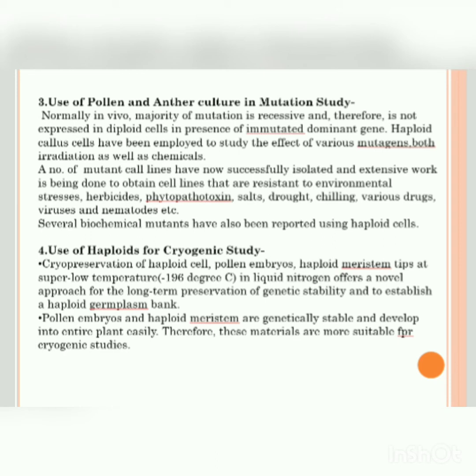Now these mutagens are the factors which are responsible for the mutations. A number of mutant cell lines have now been successfully isolated with the use of this culture, and extensive work is being done to obtain cell lines that are resistant to environmental stress, herbicides, phytopathotoxin, salts, drought, chilling, various drugs, viruses and nematodes, etc. Several biochemical mutants have also been reported using the haploid cells.